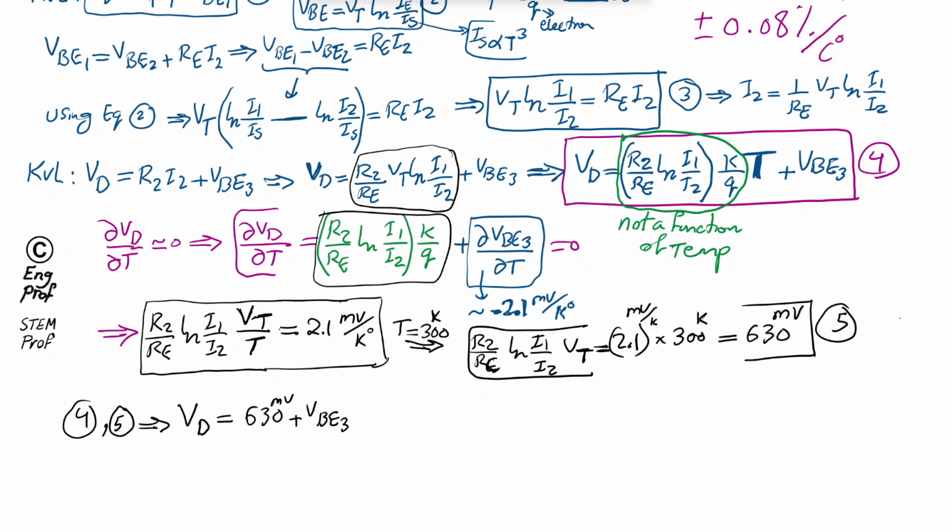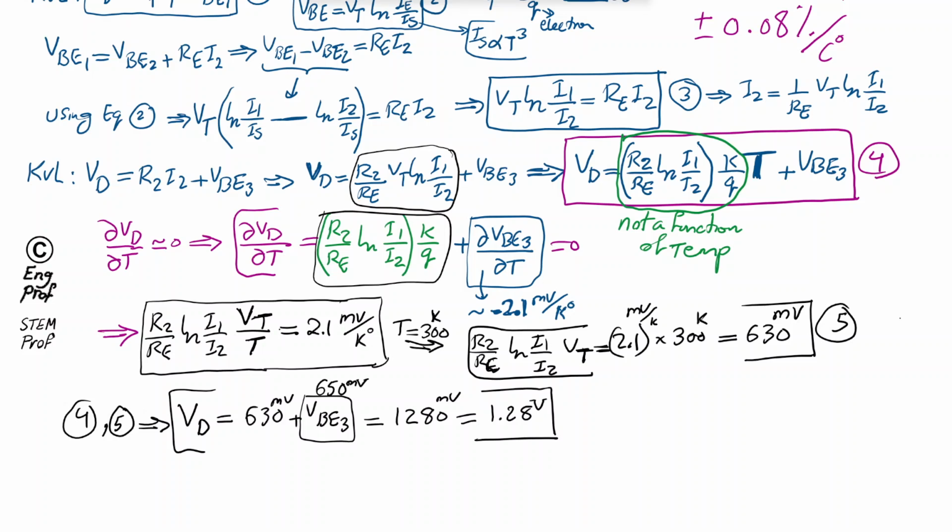And remember, we are dealing with the reference point of room temperature. At room temperature, voltage of base emitter of transistor T3 is nominal 650 millivolt, about 0.65 volt. So it is 1280 millivolt, which is exactly as I said. So the voltage of reference diode is 1.28 volt on that ballpark.